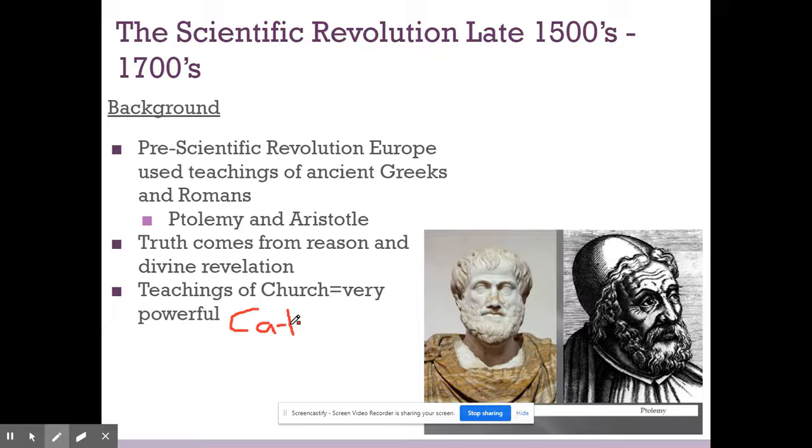So the Catholic Church is going to control science for a long time. It's going to be illegal to even dissect a body. They're going to fight certain discoveries made in astronomy, and they're actually going to be the most powerful thing in Europe for many, many years, even above the kings and queens of the nations that actually rule their people.